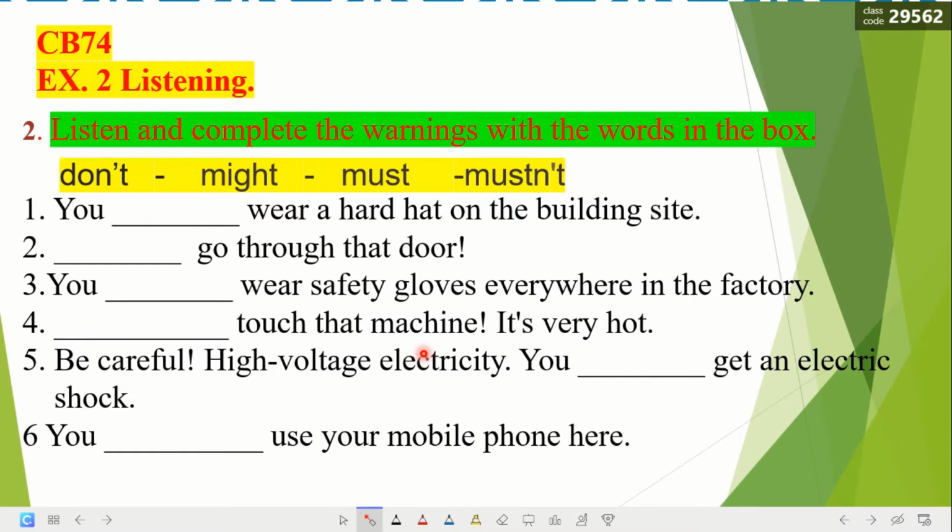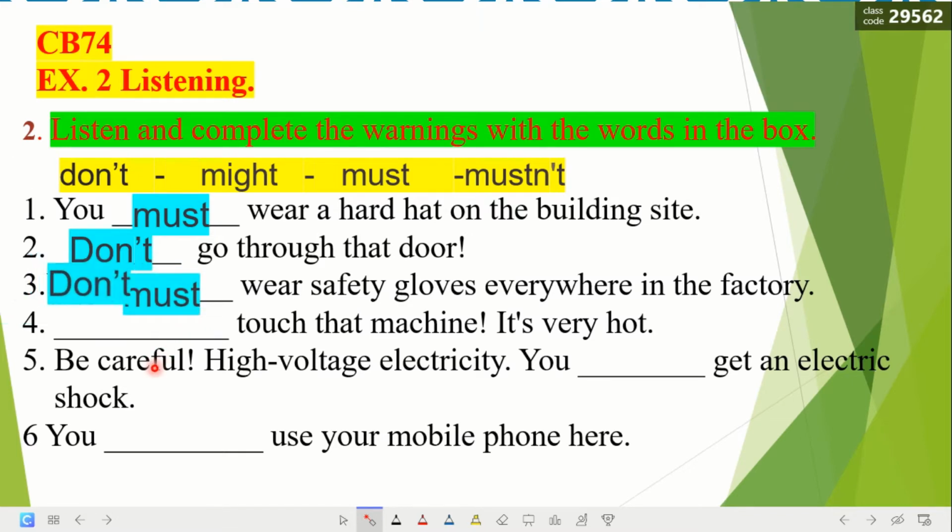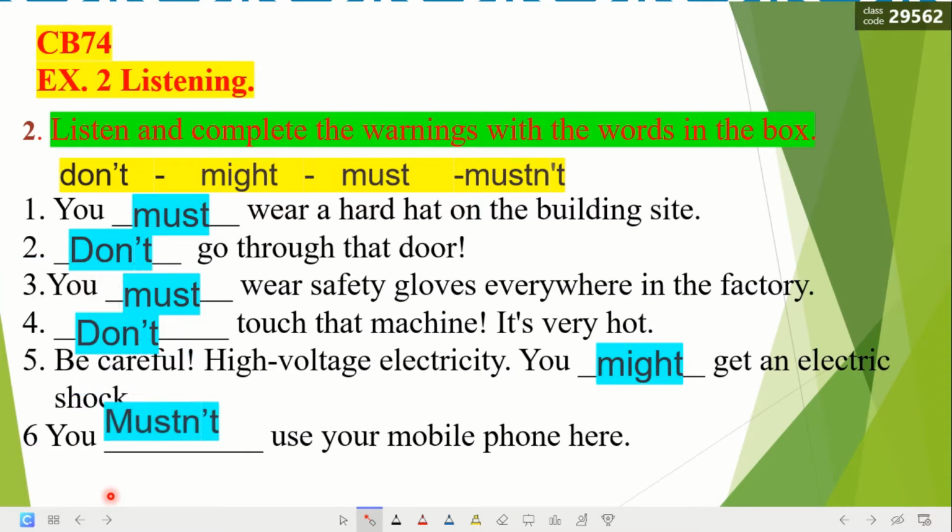Okay, if you'd like to listen again, you can go back and play it again. Now let's see the answer for number 1. It's must. Number 2, don't. Number 3, must. Number 4, don't. Number 5, might. And number 6, mustn't.